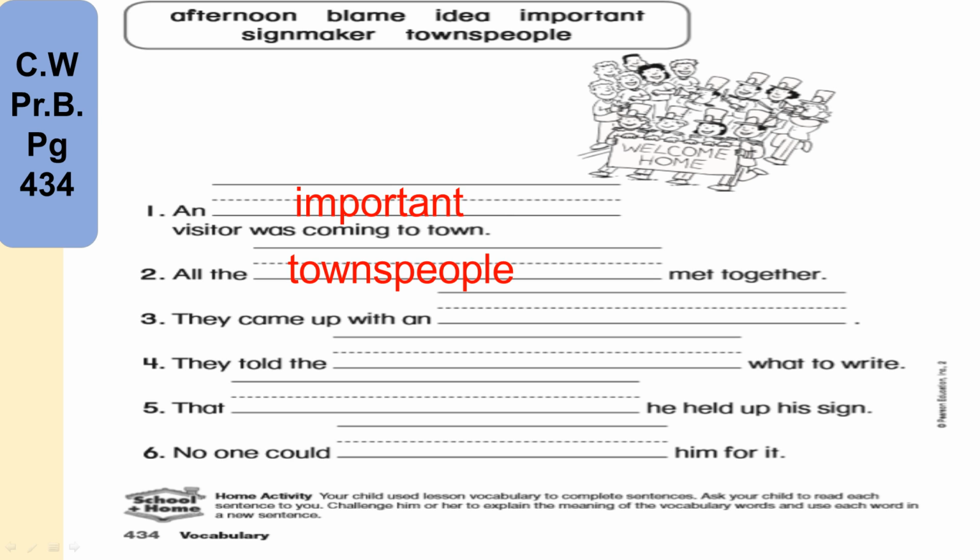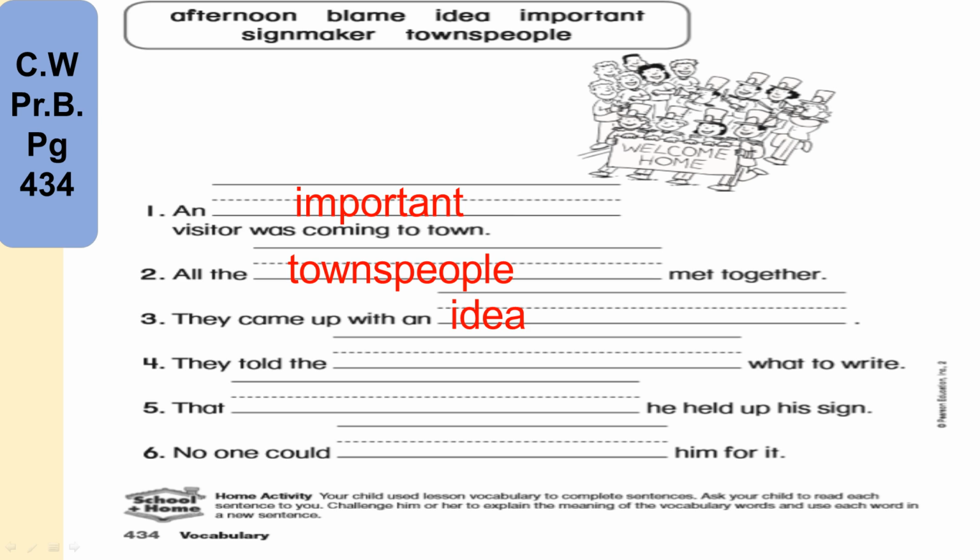Sentence number 3. After they met, they came up with a brilliant thought in their heads. The thought that comes in your head, what do we call it, kids? Do you remember? Is it afternoon, blame, or idea? They came up with an what, kids? An idea. Yes, it's a great thought that comes in their head. Let's see which idea they have. They told the what to write? They want to write a sign.